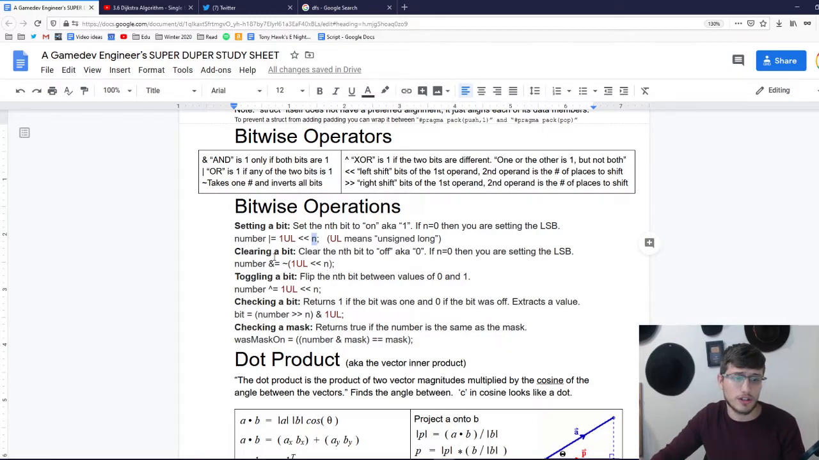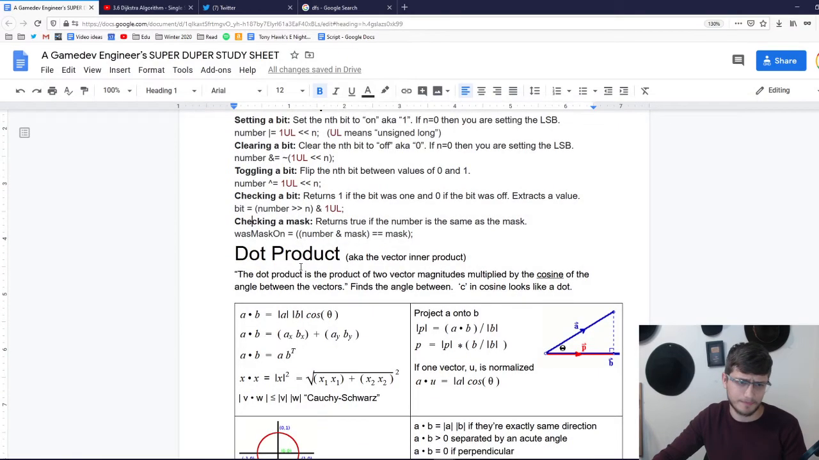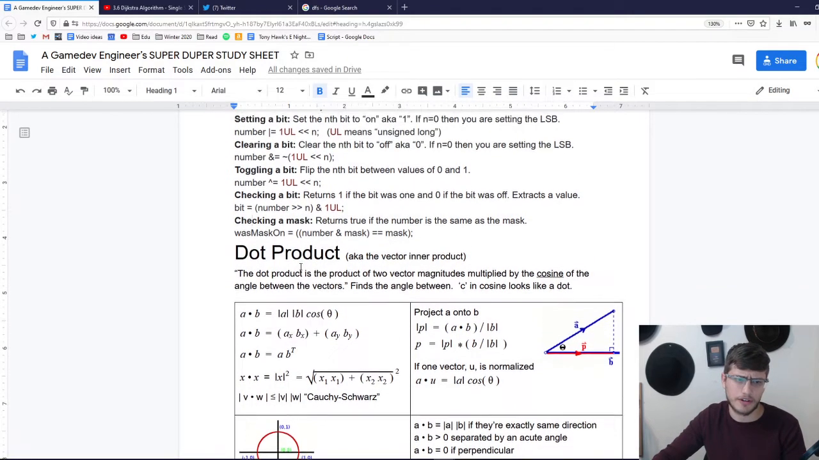Similarly, this is how you clear a bit, toggle a bit, check a bit, and check a mask. You're going to want to memorize these and put them on flashcards and make sure you can recall them quickly, because it is a little hard to think about in the pinch of time, and you need to have it on the back of your hand.